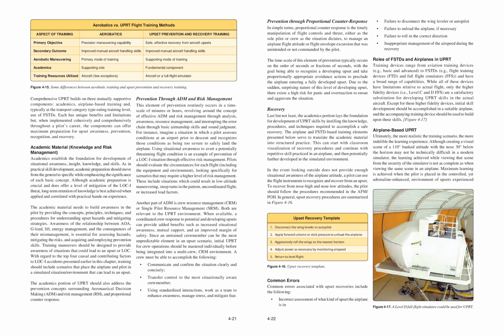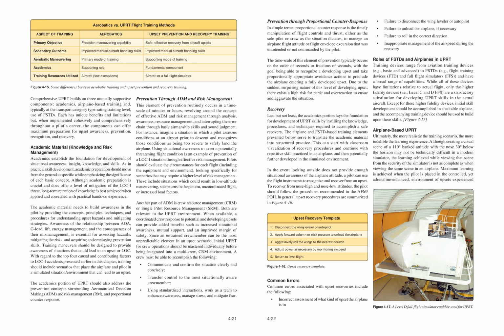Upset recovery template. 1. Disconnect the wing leveler or autopilot. 2. Apply forward column or stick pressure to unload the airplane. 3. Aggressively roll the wings to the nearest horizon. 4. Adjust power as necessary by monitoring airspeed. 5. Return to level flight. Figure 4.16. Upset recovery template.